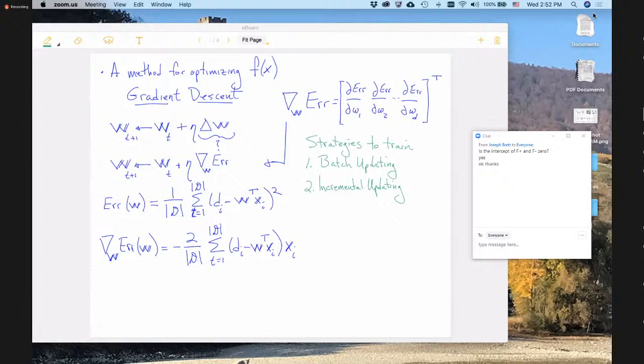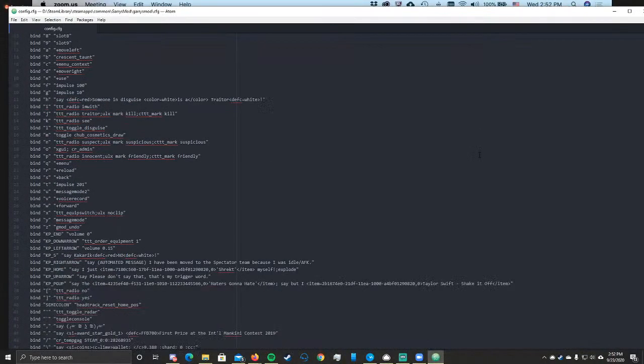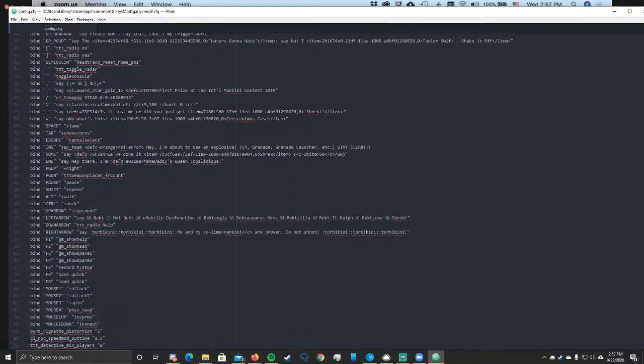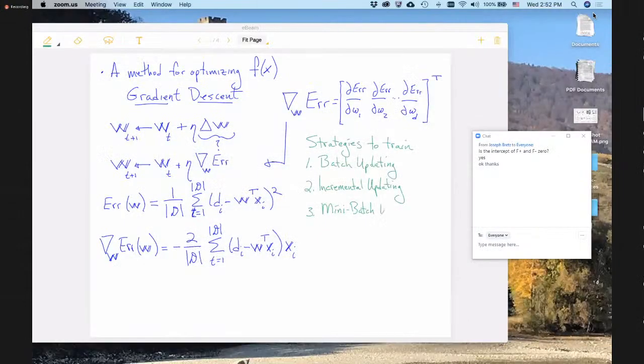Now, a third method, which has become quite popular, especially in the deep learning community, involves what are called mini batches. And this falls in between the batch updating and the incremental updating, where what we do is we randomly select a subset, usually a small subset of the training data, and use that to do a batch update. And then you go back and you get a new random sample and do a batch update, and so on.